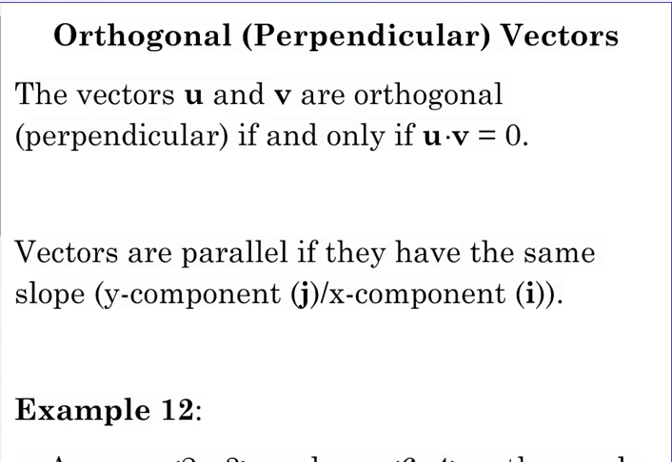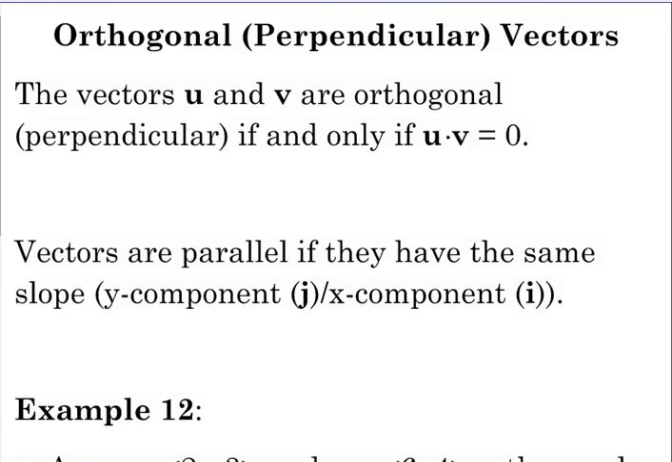So the vectors u and v are orthogonal or perpendicular if and only if the dot product of u and v is 0. Now let's think about this for a second. Why is that true? If two things are perpendicular, what does that mean? They form a 90-degree angle, a right angle.